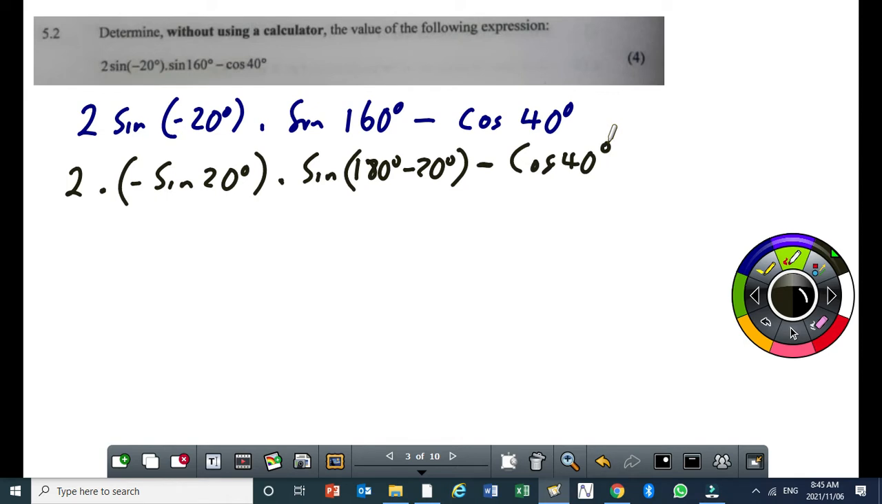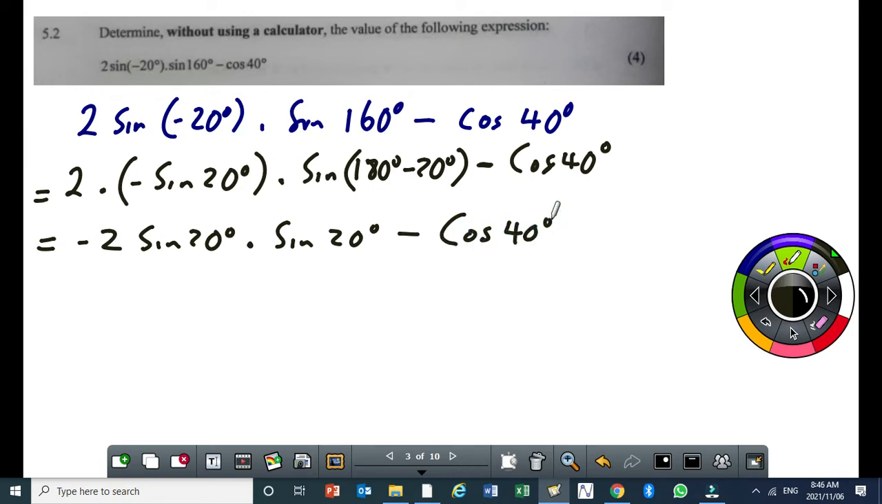Right, let's simplify this. So this will give you minus 2 sine 20 degrees. Sine of 180 minus 20, that is the same as sine 20 degrees. So that would be minus cos 40 degrees. Right? So if I multiply here, I'll get minus 2 sine squared 20 degrees. I hope you can see that. Okay? This will be minus cos 40 degrees.